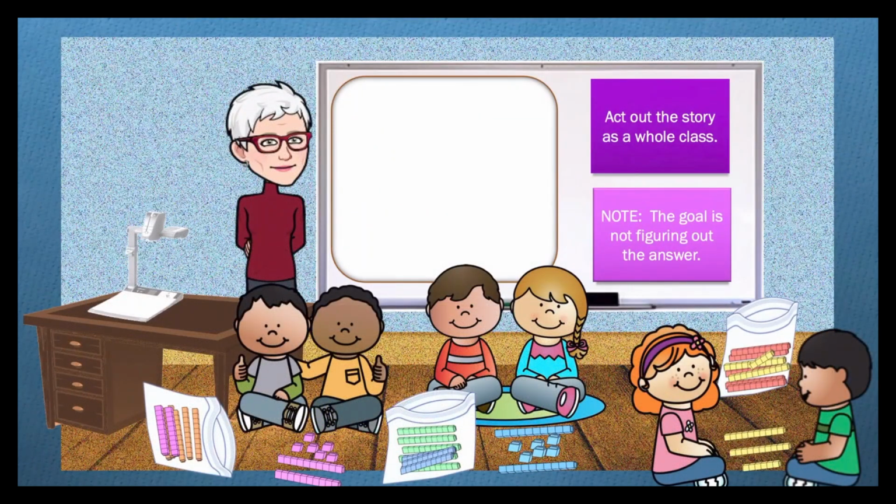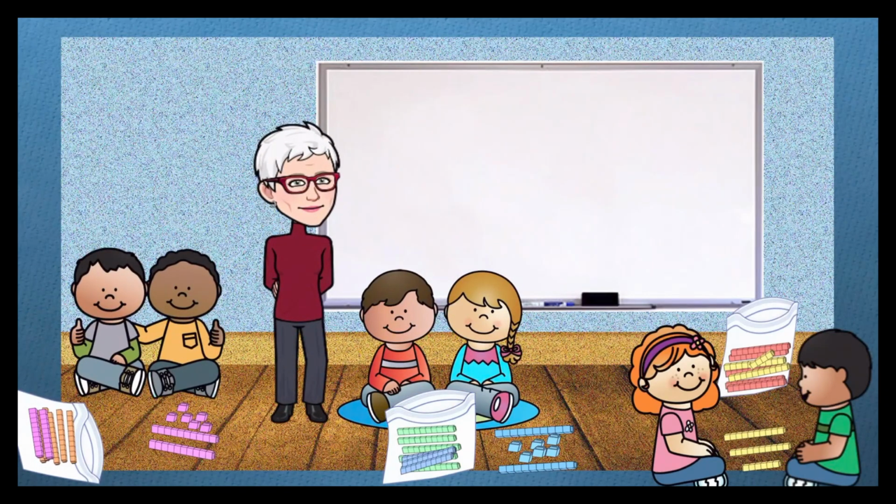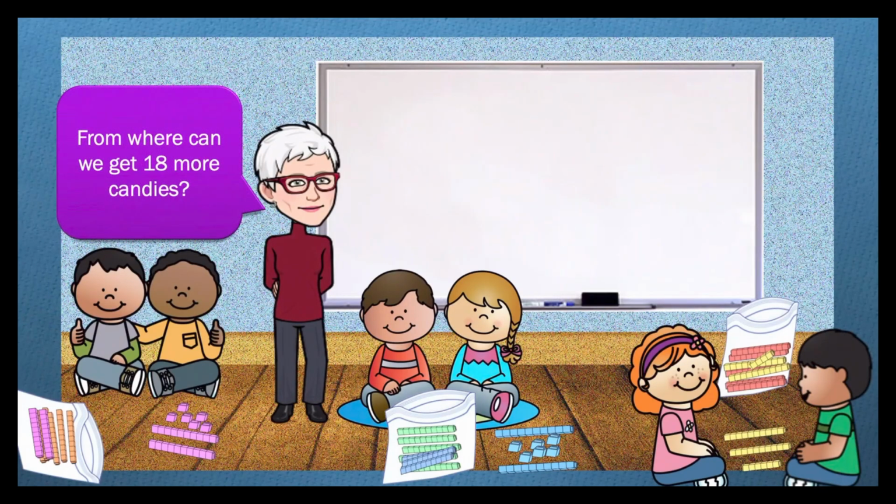One way to clarify how to use the cubes to act out the story is to act out 1 or 2 tasks as a whole class. In this case, the emphasis is on how to use the cubes to act out the story rather than on the resulting quantity. After getting out the initial 26, the teacher can ask the class, From where can we get 18 more candies?